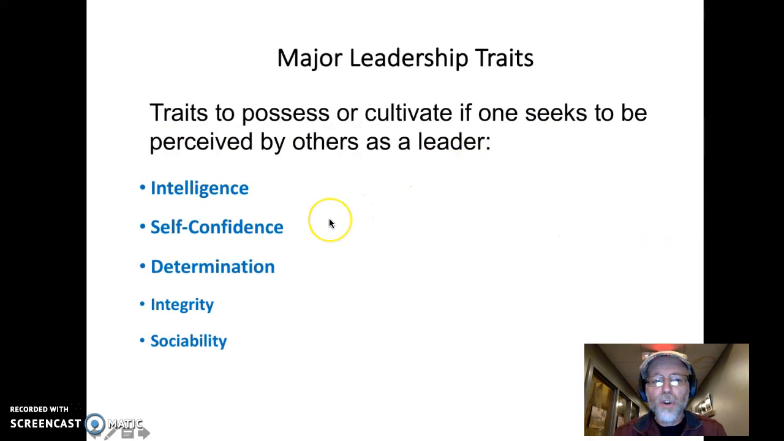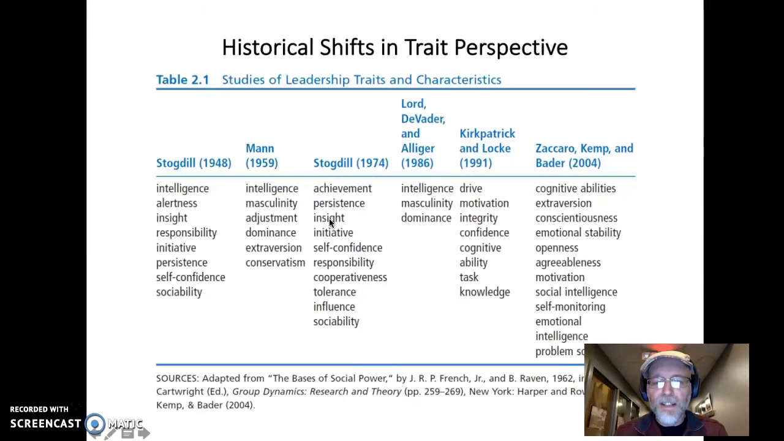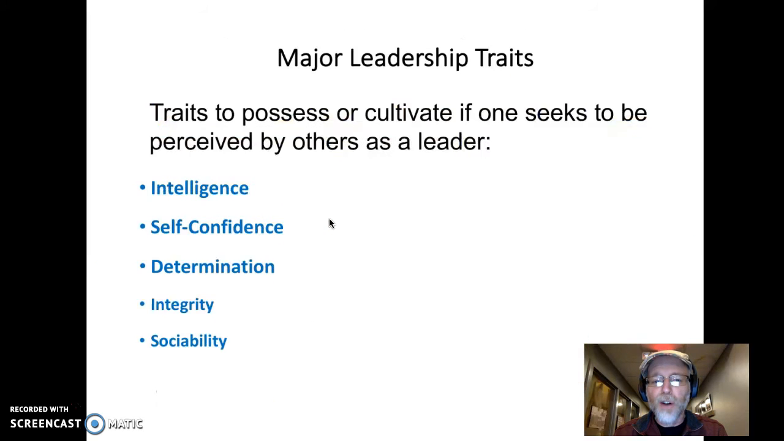What is interesting to note is when you look back at all of these lists, if you boil it down, Nordhaus has noticed here's 5 key traits that leaders have: intelligence, self-confidence, determination, integrity, and sociability. So in your matrix, it's good to identify these 5 as key traits in the trait theory.